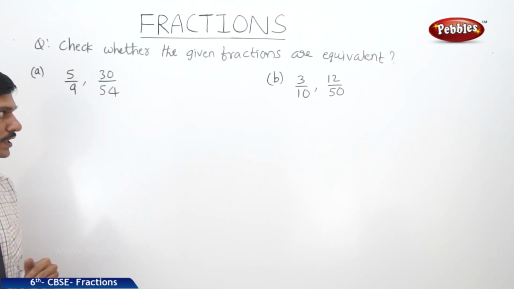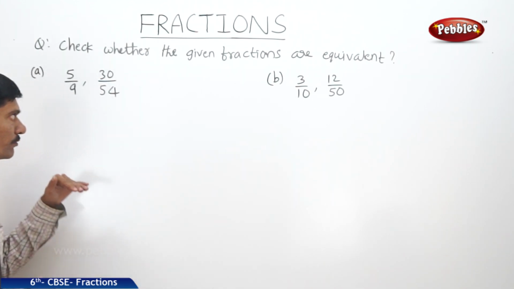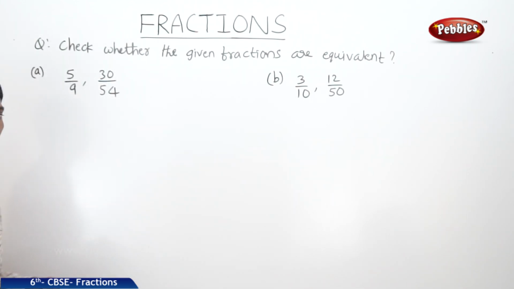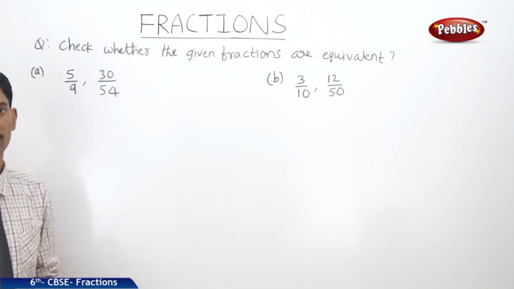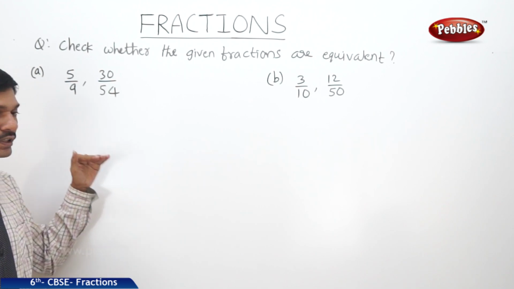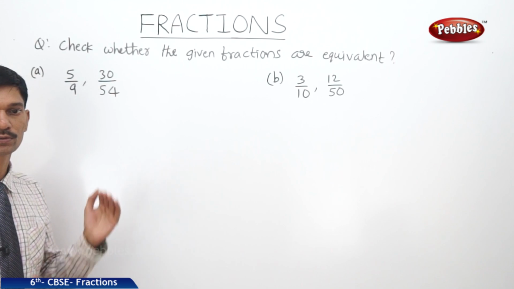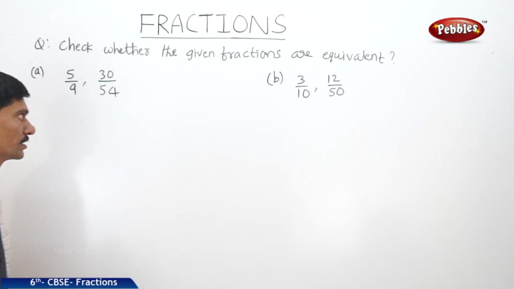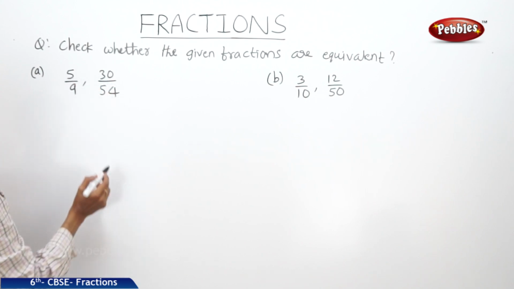So here we have to make either the numerators equal or the denominators equal. So when we make the numerators equal, if the denominators are also equal, then the two fractions are equivalent. Or if you make the denominators equal, then the numerators are also equal, then also the two fractions are equivalent. Now let us make the numerators equal in these two fractions.